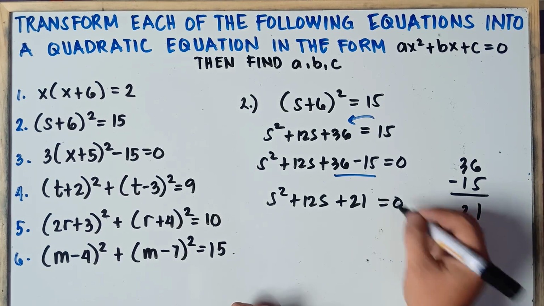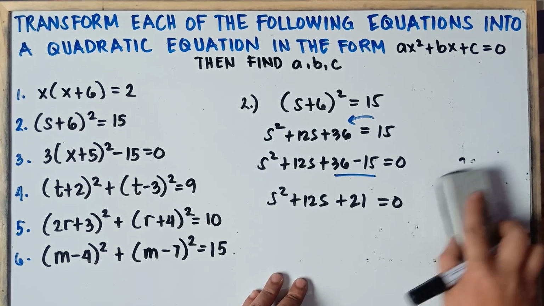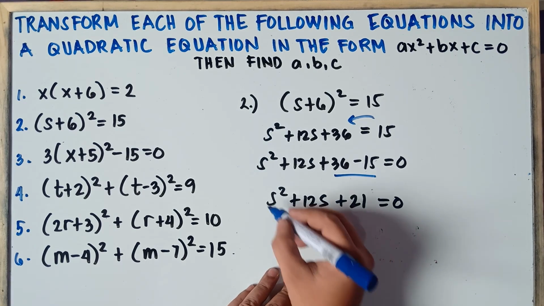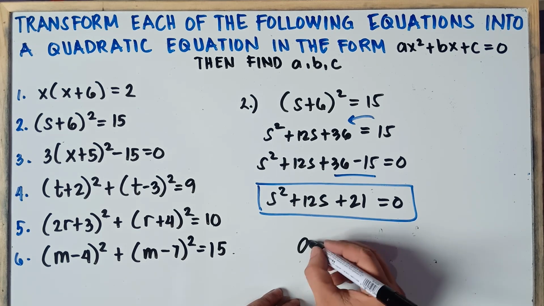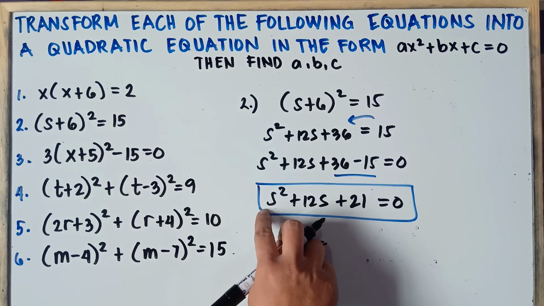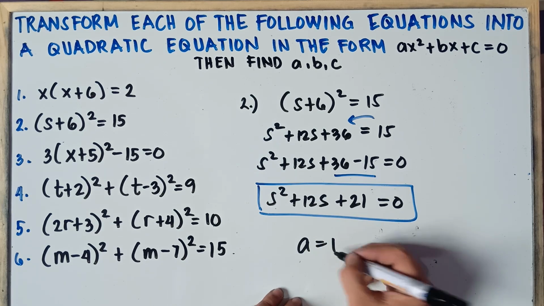21 then equals 0. That's it class, all set. And you're done with number 2 class. This is the equation. So your a is beside s squared. So we don't have a number, understood that there's 1 here. So our a is 1.